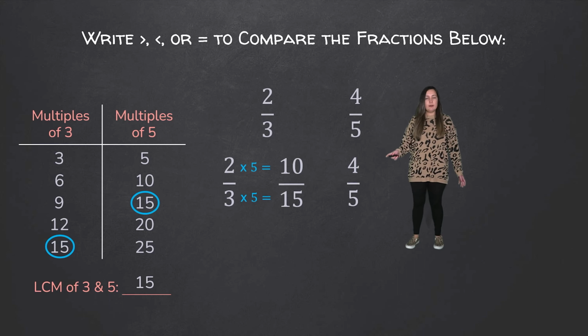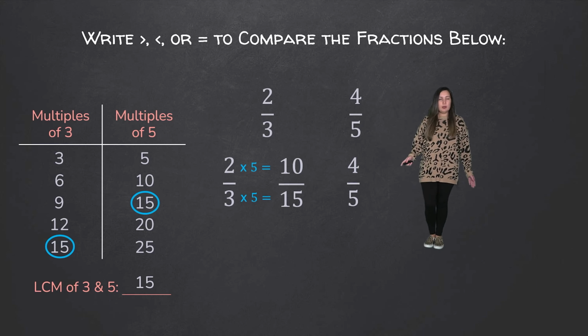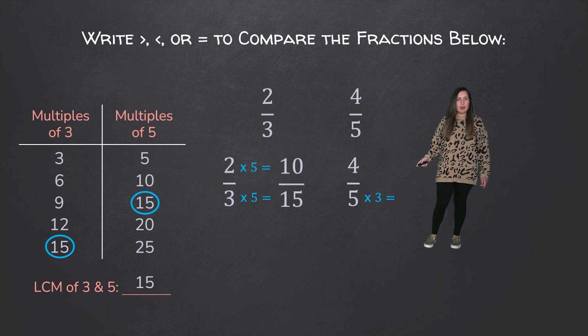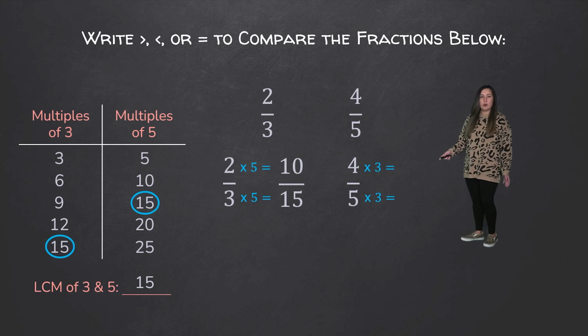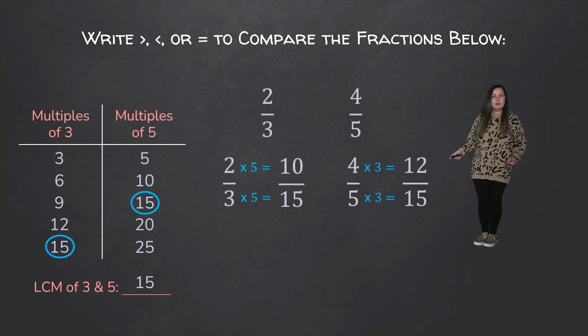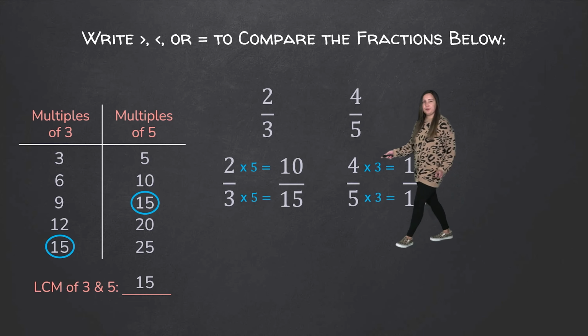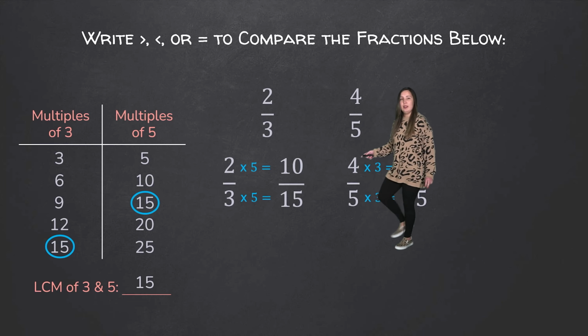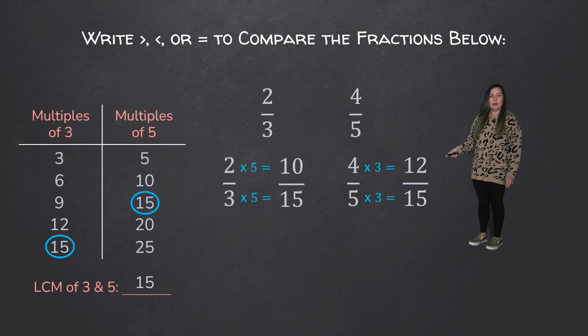So now we have to take 4/5 and make sure we have a denominator of 15 as well. In order to get a denominator of 15 here, we have to multiply 5 by 3. Whatever we do to the denominator, we do to the numerator, so we also multiply that by 3. So 4 times 3 is equal to 12. 5 times 3 is equal to 15. And so now we have two fractions with the denominator of 15. We have 10 over 15, and we have 12 over 15.